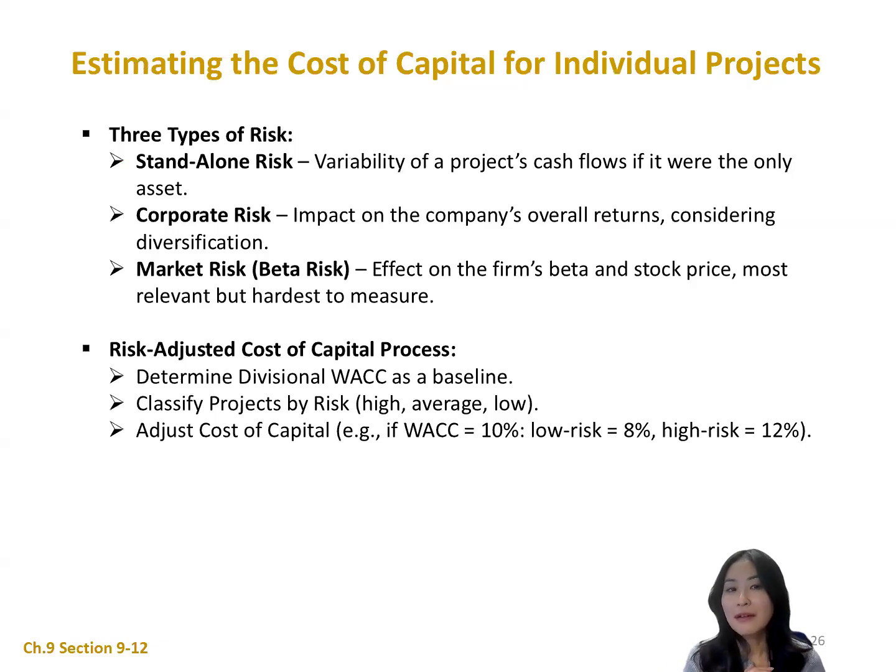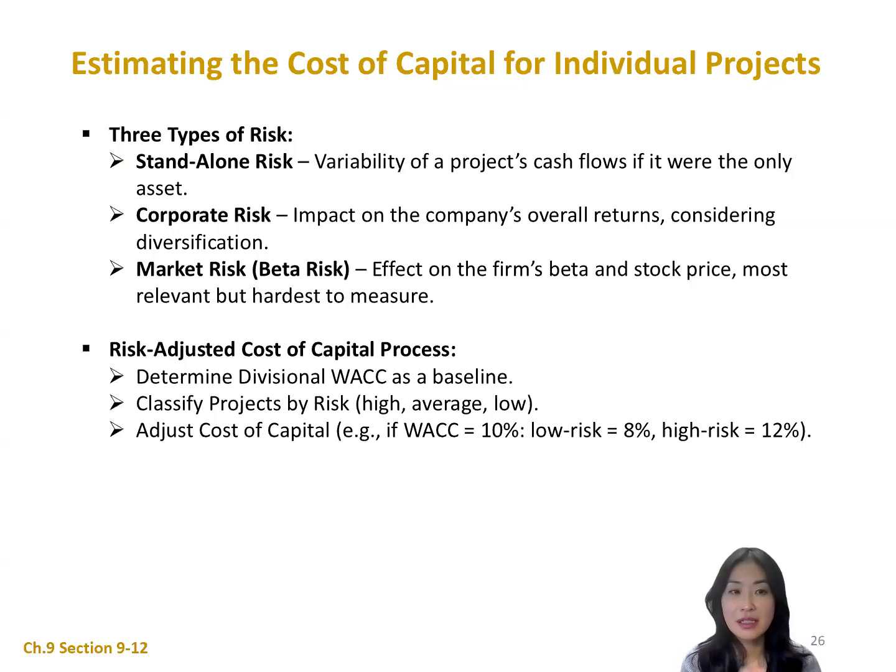When the firm evaluates a potential investment, it must determine whether the project's expected return justifies its risk. But how do we measure project risk? There are actually three key ways to assess project risk. First is stand-alone risk. Second is corporate risk. Third is market risk. Each of these perspectives helps the firm estimate the project cost of capital and determine its hurdle rate. Hurdle rate means the minimum return required for a project to be accepted.